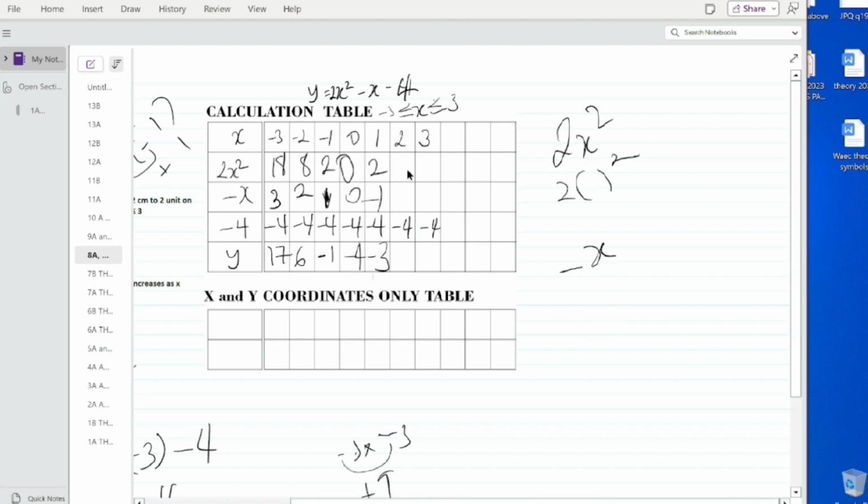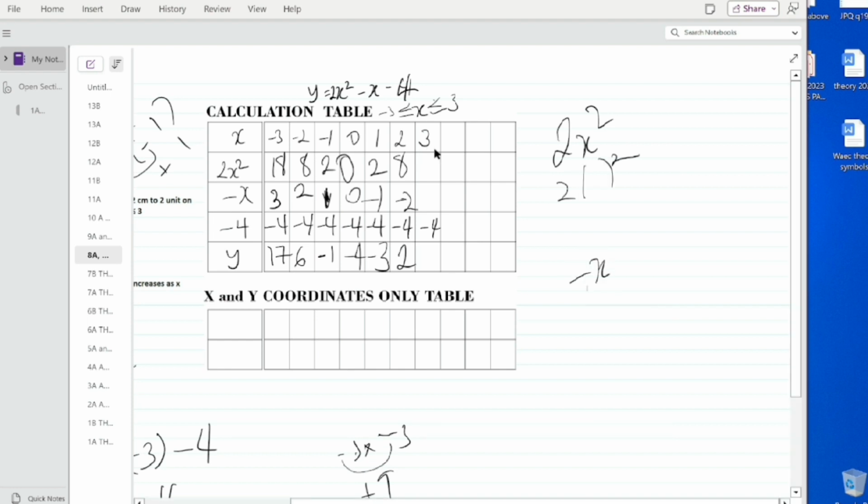For the value of 2, when x is 2, we insert it into this value for x. So we change it to 2. So we have 2 squared, that's 2 times 2, that's 4. 4 times this 2 in front, that's 8. Then we have minus x. Since we're working with 2, we change the x to 2, so it's still minus 2. Our answer will be 8 minus 2 is 6. 6 minus 4 will give you 2.